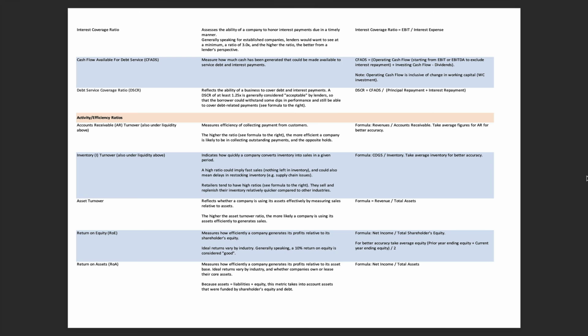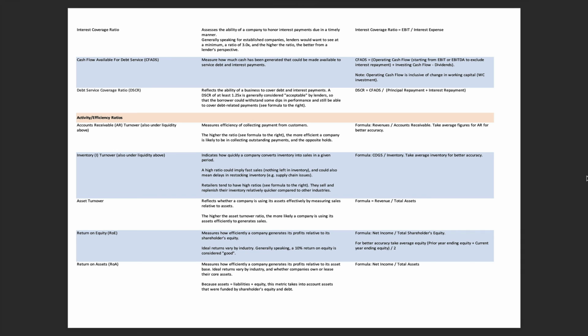Usually a debt service coverage ratio of at least 1.25 times, so having a cash flow available for debt service that is at least 1.25 times the principal repayment and the interest repayment amounts for a given period, is considered acceptable. The last set of ratios and formulas and metrics that we're going to be discussing pertain to activity and efficiency of a business, and you will notice that there are some ratios that we've already discussed under liquidity also available here because they can also reveal information on the efficiency of a business.